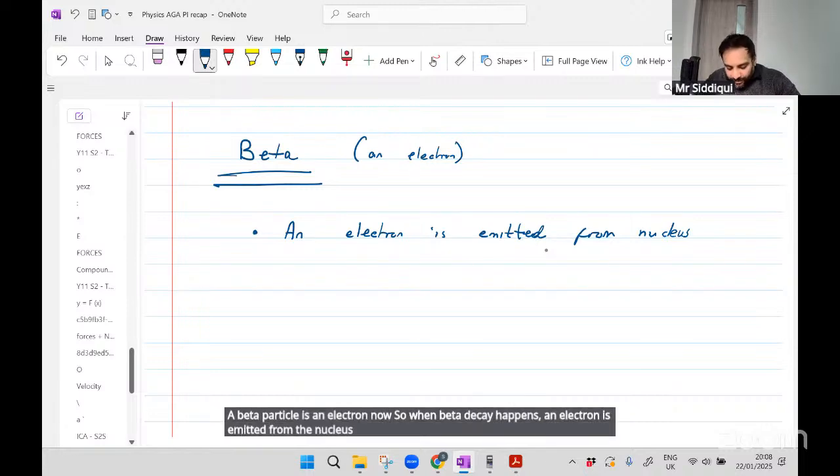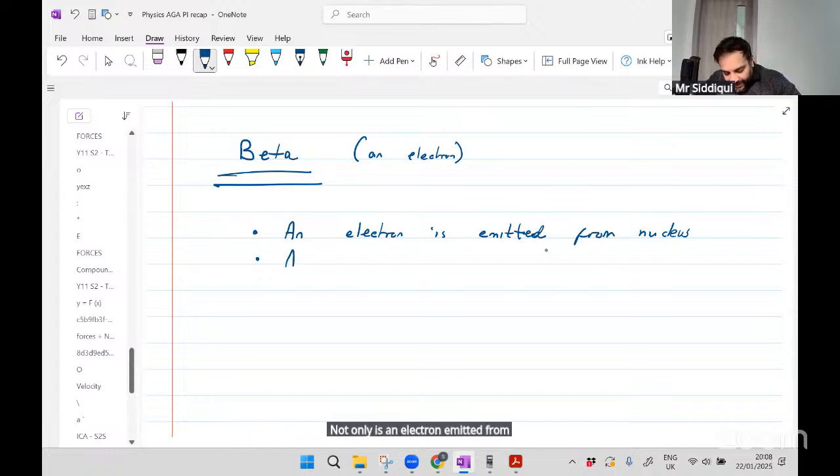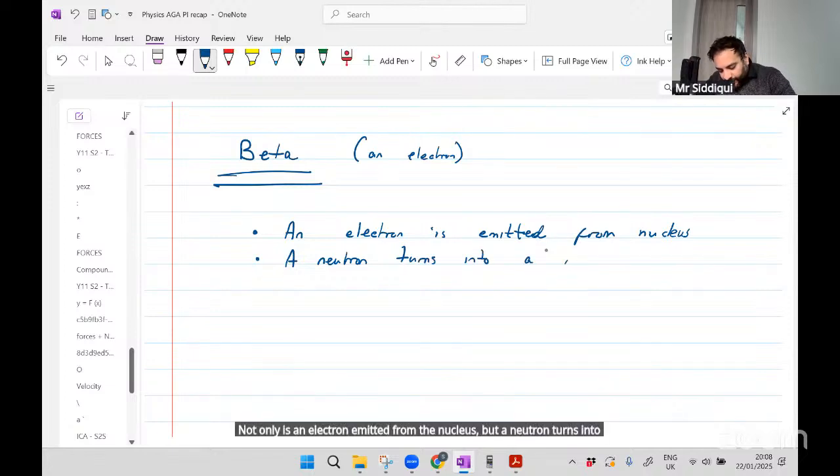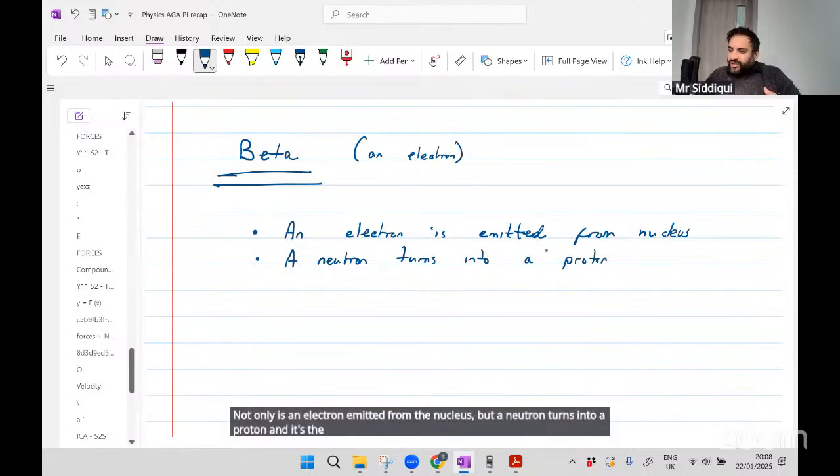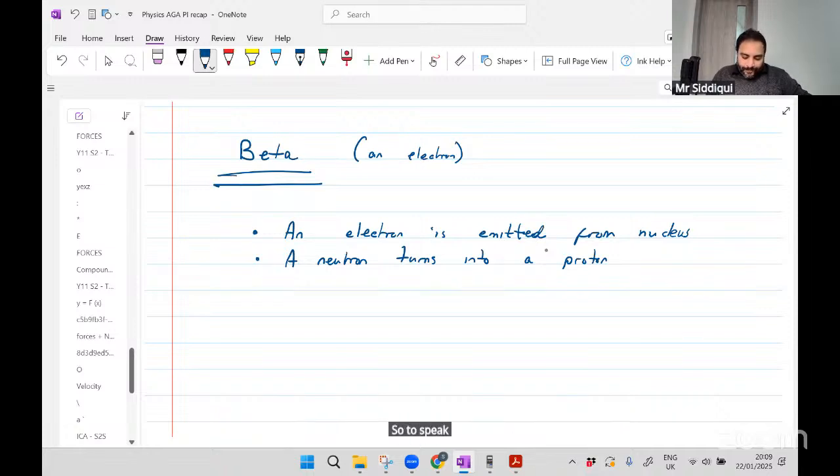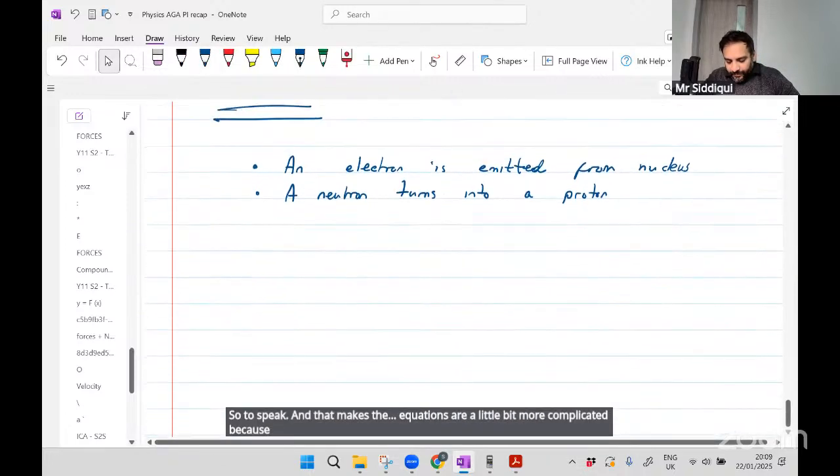However, this is the important bit to remember. Not only is an electron emitted from the nucleus, but a neutron turns into a proton. And it's the changing of a neutron into a proton that causes an electron to be spat out, so to speak. And that makes the equations a little bit more complicated, so let me explain.